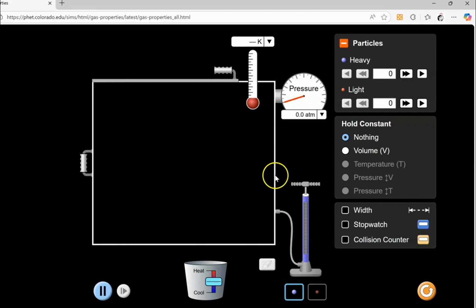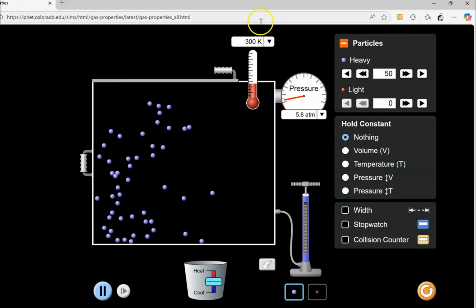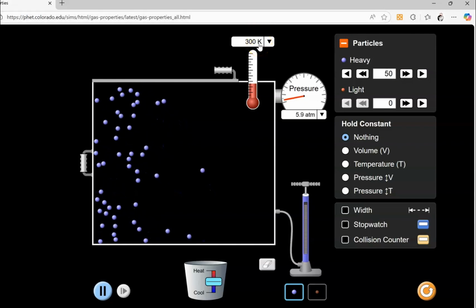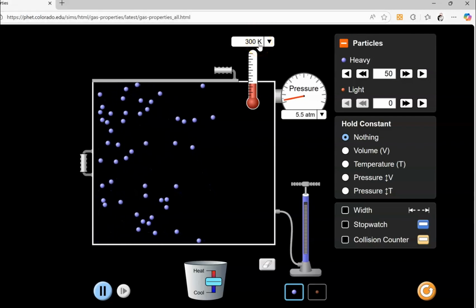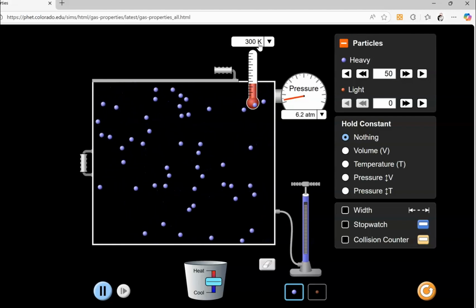So here we have a sample of gas. We're going to go with the big blue ones here. And here are our molecules at a temperature of 300 kelvins, and they're moving around our chamber. It's a sealed chamber, so they can't get out, and they're bouncing off the walls, and they're moving.